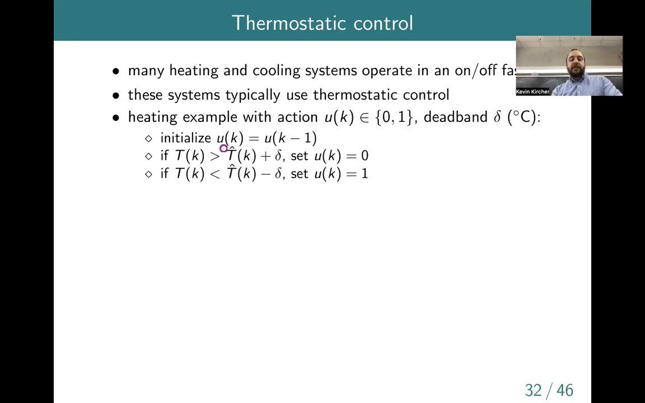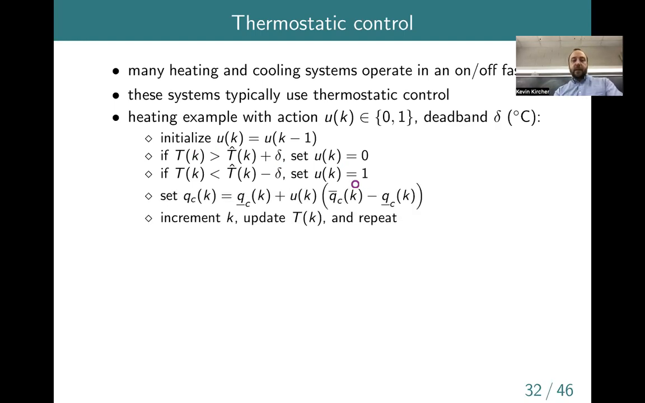All right, so the logic goes like this. At each time step, we start by just doing what we were going to do previously. And then, in a heating example, if the actual temperature T, the thing we measure, is above the preference plus this dead band delta, then we turn off the heating equipment. Conversely, if we're below T hat minus delta, say below 71 Fahrenheit, then we turn on. We know the space is getting cold, so we need more heat. And in between, you basically do nothing. You just do what you were doing in the previous time step.